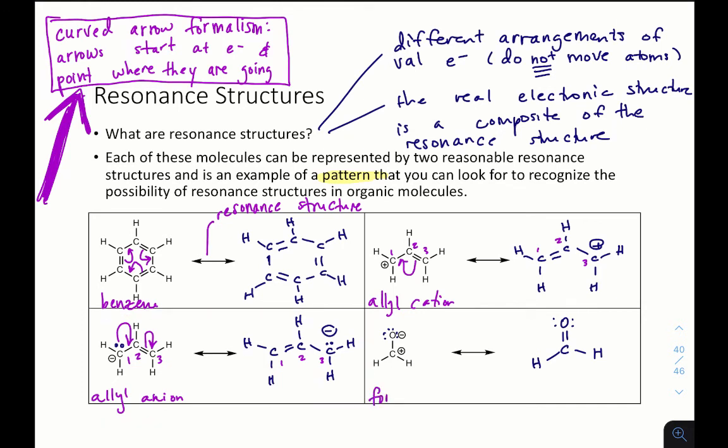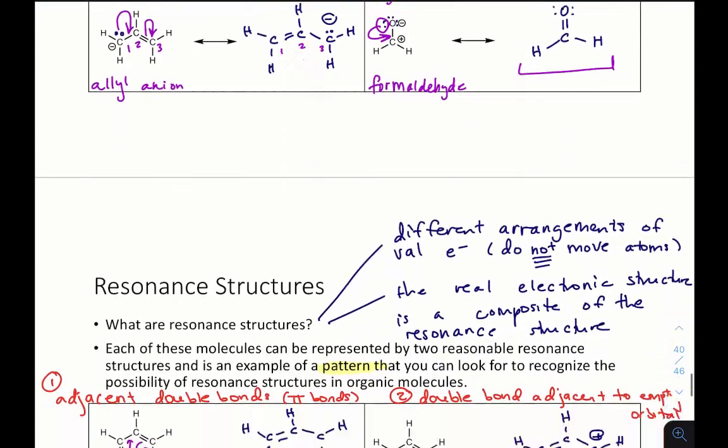Here's formaldehyde again, and this would be one way to draw formaldehyde. Some of you may have drawn it this way when we drew the Lewis structures of it. But why can't I share these electrons and form a pi bond? I probably should, right? This is how you would usually draw the molecule. All right, these all represent resonance structures, and I chose each of these examples to represent a pattern that you should keep your eyes out for.